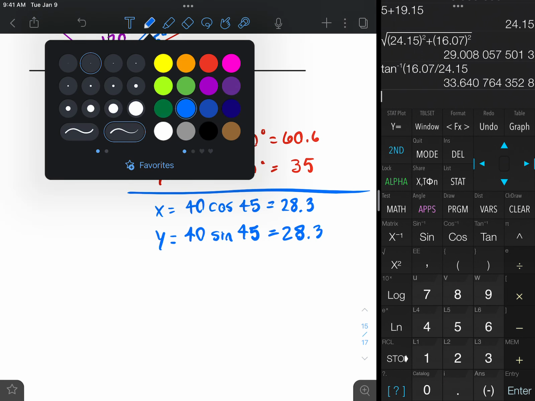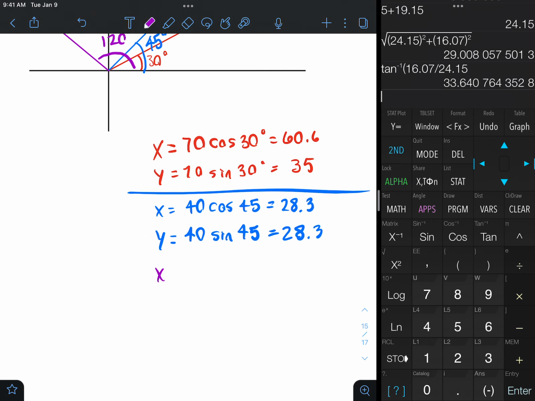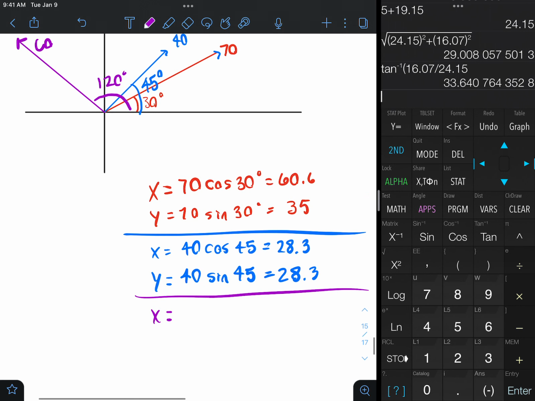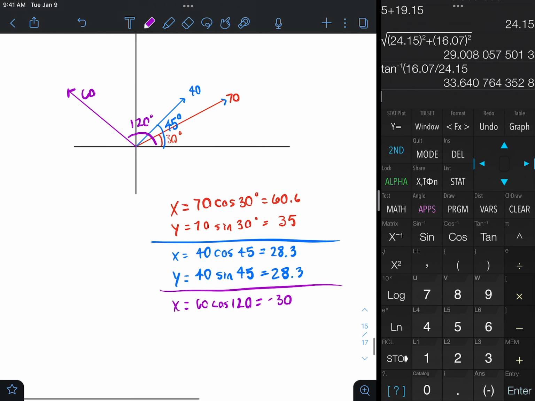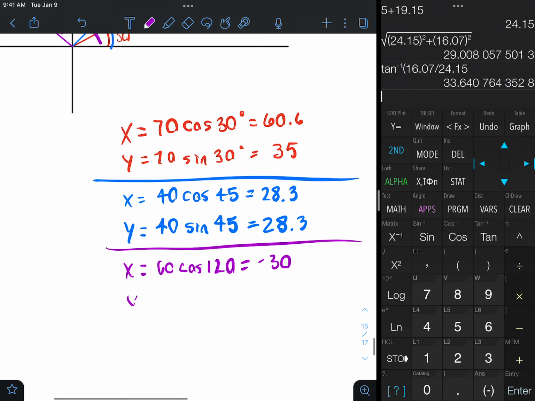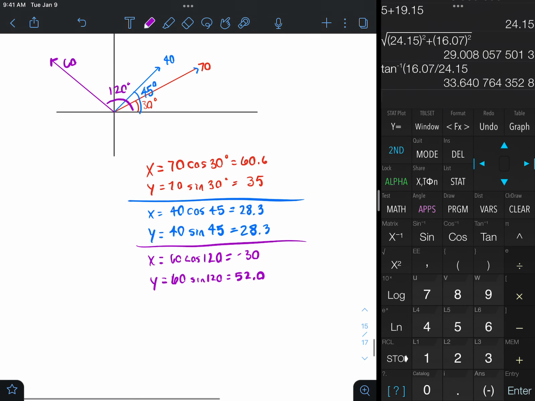And then finally, we'll do the purple one here. That was at 120 degrees. What was the force? The force is 60. So 60 cosine 120 actually comes out to negative 30. That makes sense because the vector is going backwards here. So going backwards, negative 30. The y should still be going up, so the y should be positive here. So that's 60 sine 120 degrees. It should come out to 52.0 according to my notes.